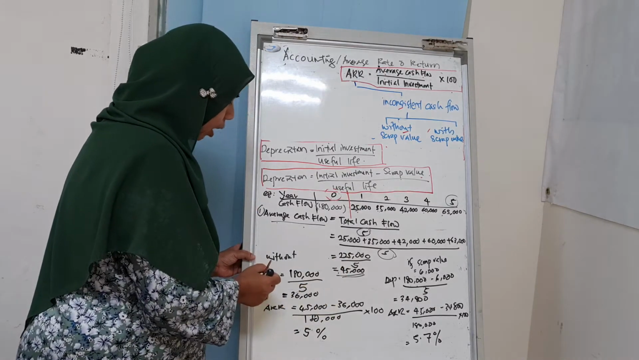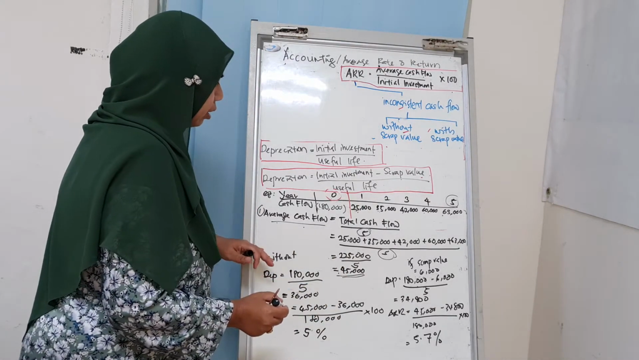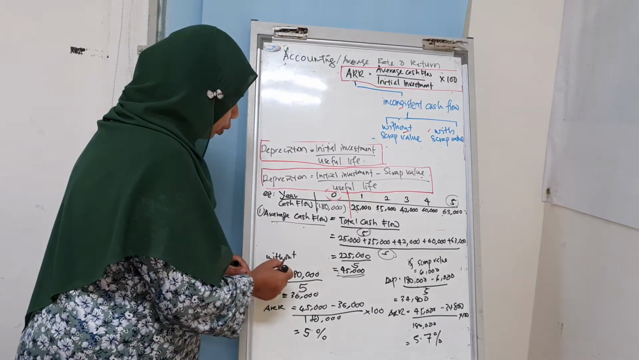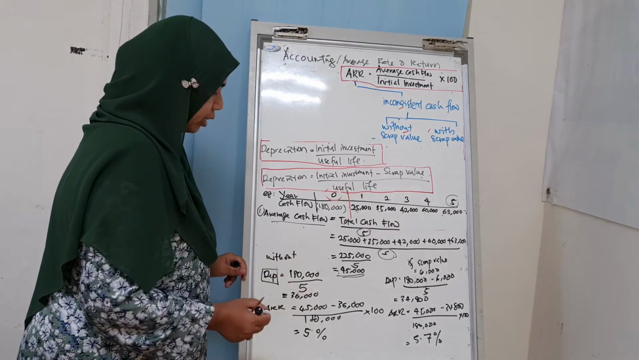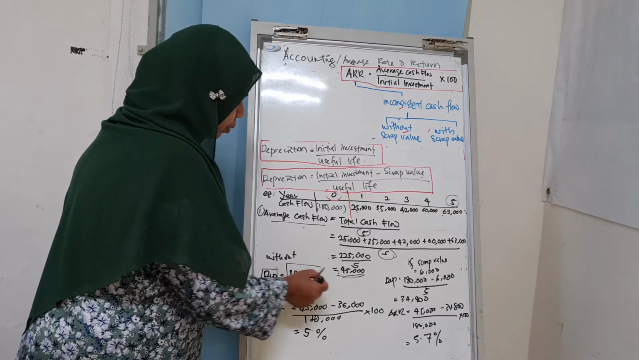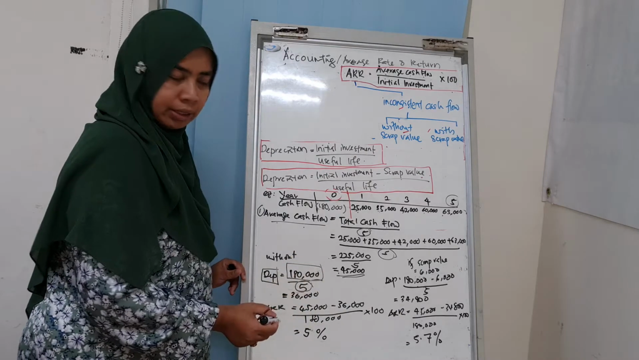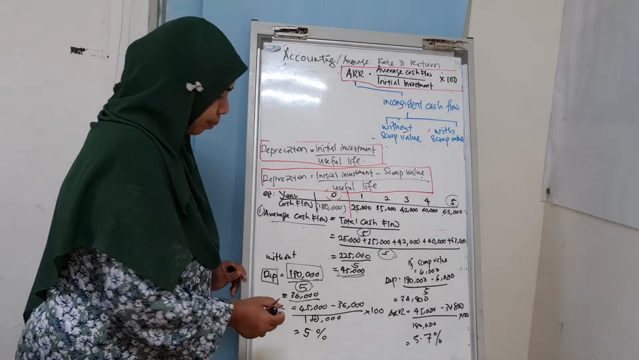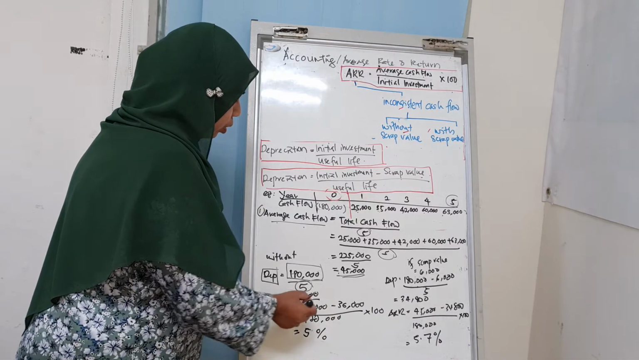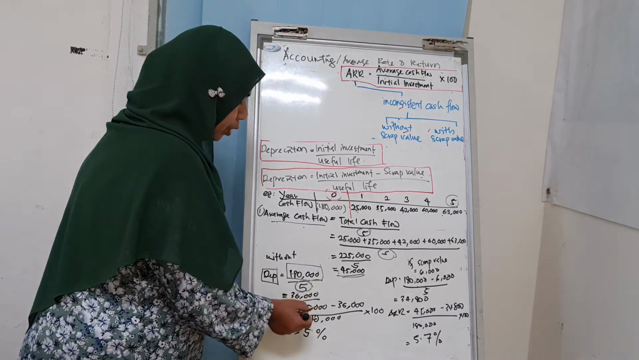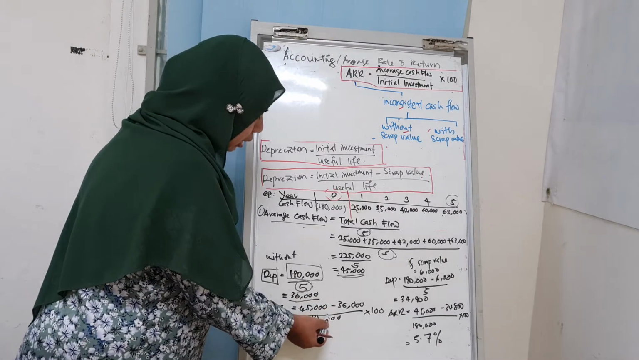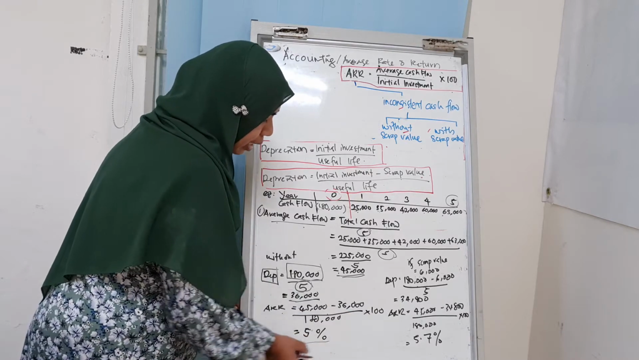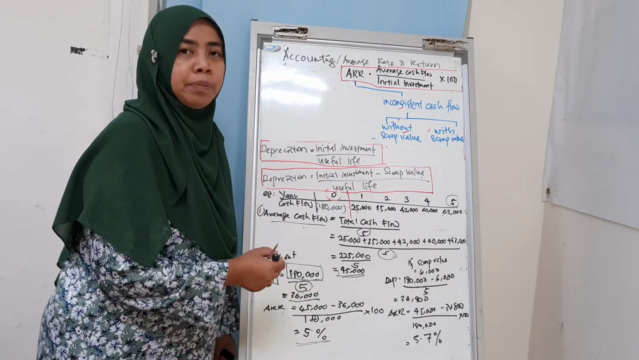Okay. In this question, there is no scrap value, so you calculate the depreciation, which is initial investment divided by useful life. So 180,000 divided by 5, you will get 36,000. For the ARR, the average cash flow is 45,000 minus 36,000, divided by 180,000, times 100. You will get an ARR of 5%.